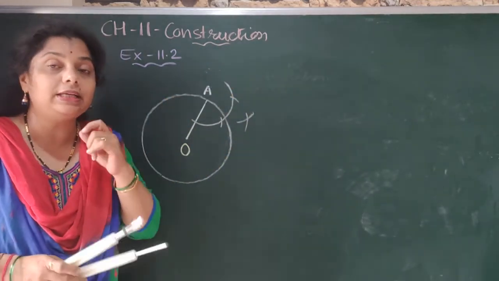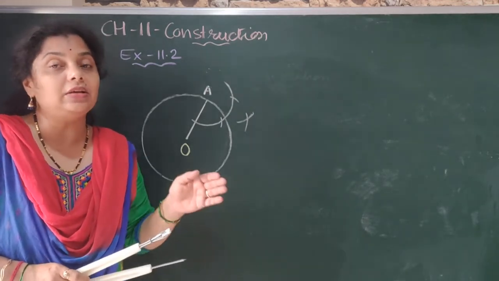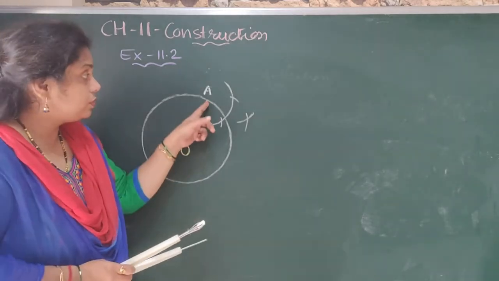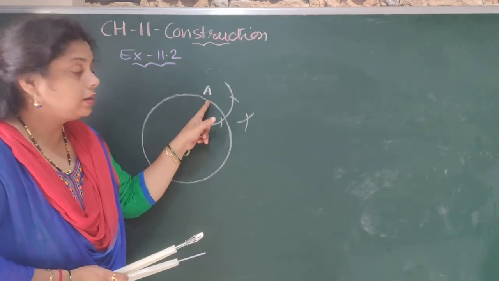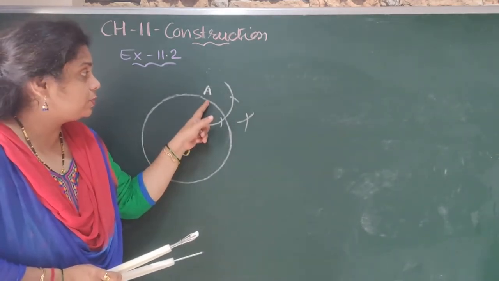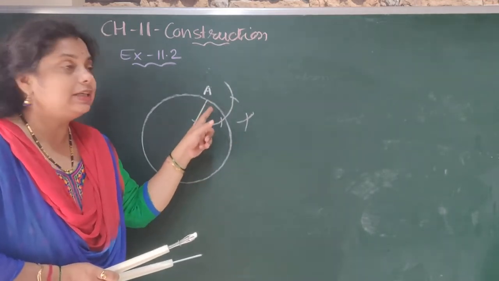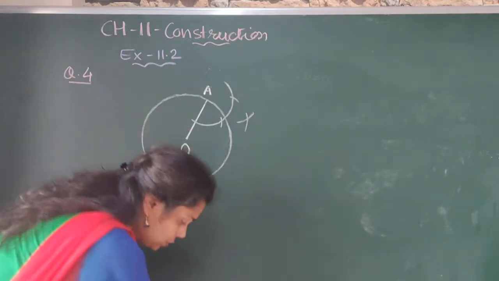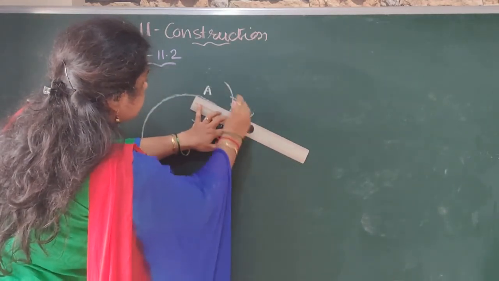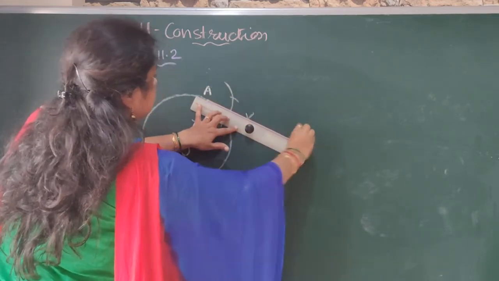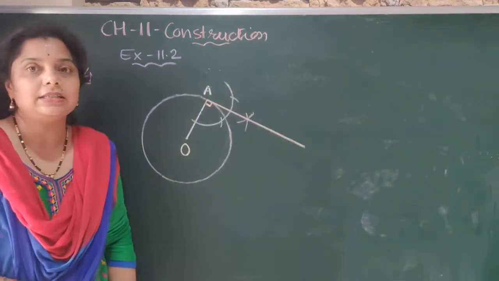You have already studied in earlier classes how to construct angles 90 and 45, so you must have knowledge about that. Therefore, if we pass a line from this point A through this intersection point, then it will create a 90 degree angle at point A. Is it clear? So this angle is 90 degrees.